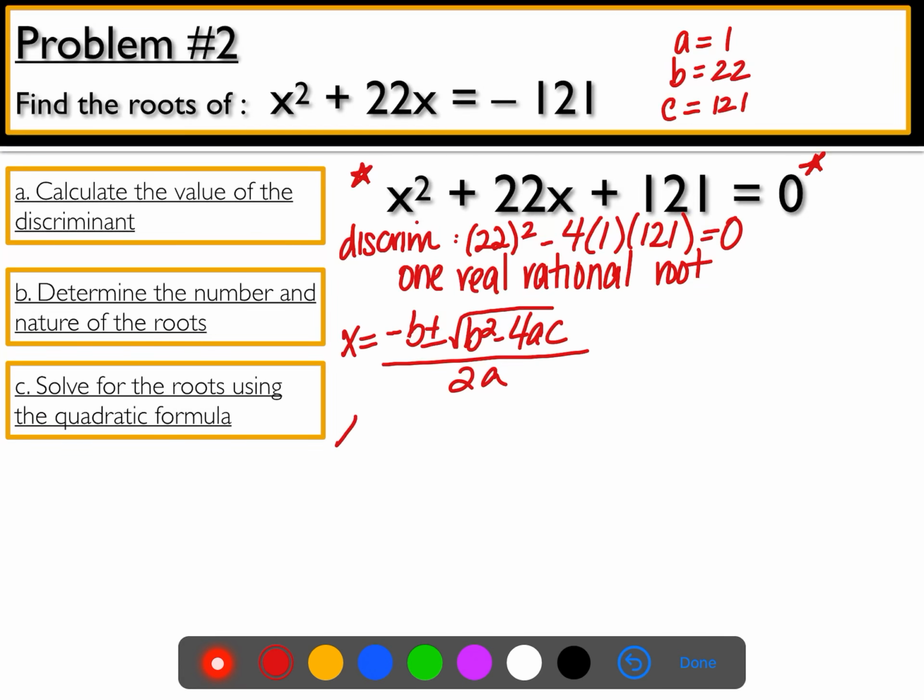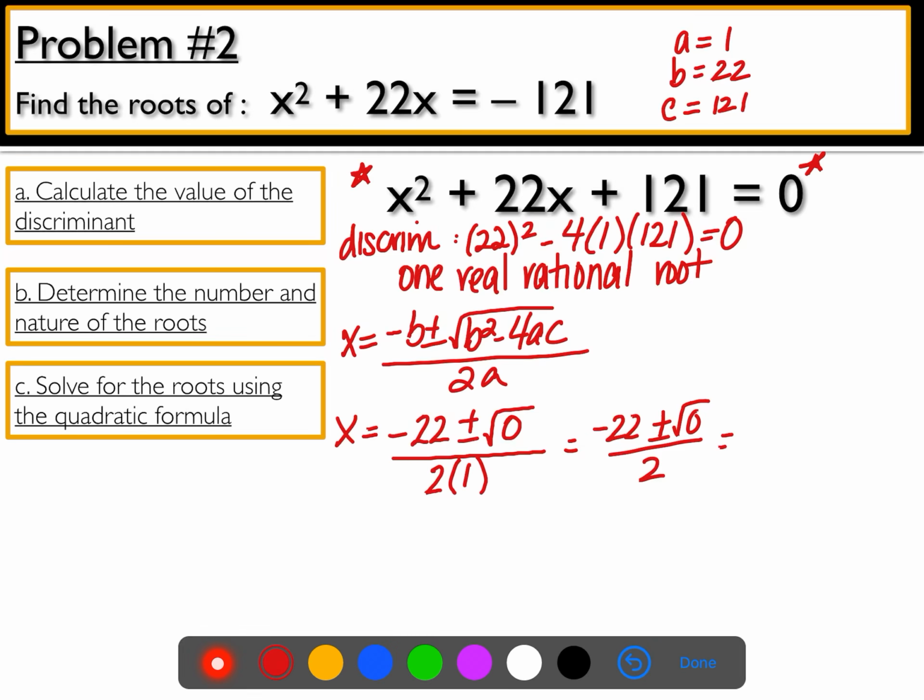I'm using the entire quadratic formula. Okay, and since I've already done the work for b squared minus 4ac, I can just plug that into the radical. I can just plug 0 in there. Okay, now I'm ready to evaluate. So the square root of 0 is 0. So when I do that, comes negative 22 plus or minus 0 over 2.